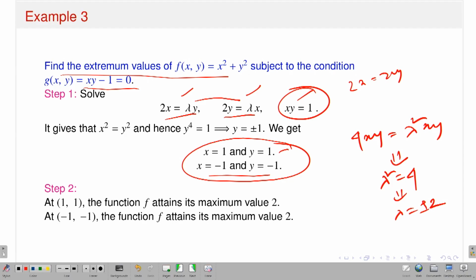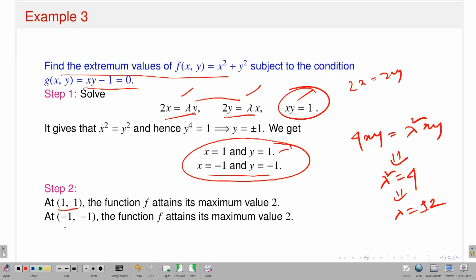And once I have the possible values of x, y, lambda, you just forget about lambda and think about x and y. So that means you have just two points to consider, 1, 1 and minus 1, and you can check that f attains its maximum value, and the value is 2, and at minus 1, 1 it also attains its maximum and the value is 2. So that's how we have to handle it.